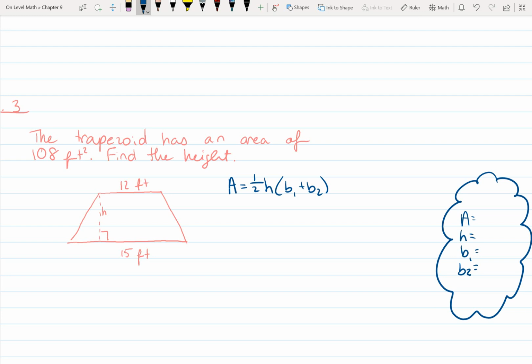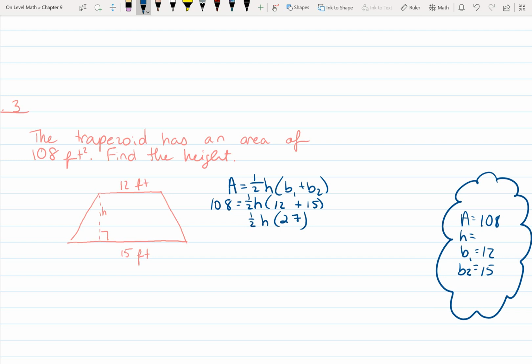All right, but in this case, we do know the area. The area is 108. Height is what we don't know. Base 1 is 12. Base 2 is 15. All right, so let's go ahead and plug in what we know. We know the area is 108. 1/2, we don't know the height, so I'm going to keep h as my variable. Base 1 is 12 plus 15. All right, 12 plus 15 is 27.